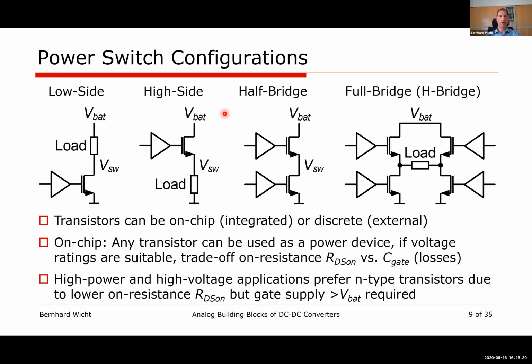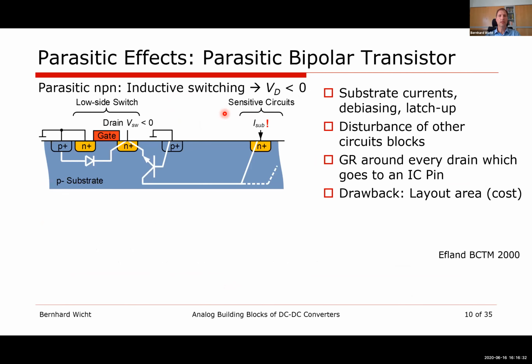So talking about the power switch, let's look at some parasitic effects which occur if we have inductive switching, which is the case in DC-DC converter designs. The first one is that we may get a parasitic bipolar behavior. Let's assume we have such a transistor, and in fact, it can be any transistor. It doesn't need to be a DMOS transistor, high voltage transistor. It can be a regular transistor, maybe 5 volt, 3 volt ratings.